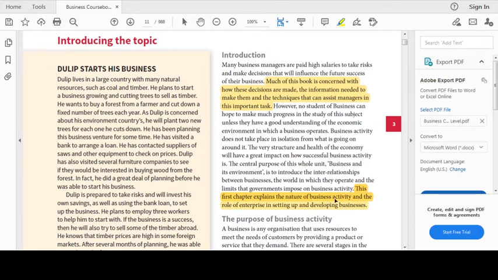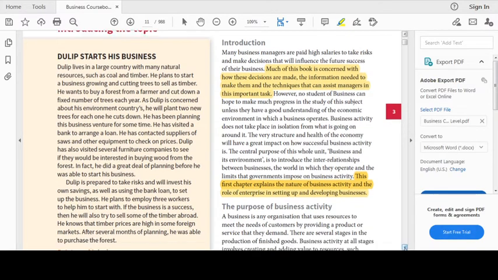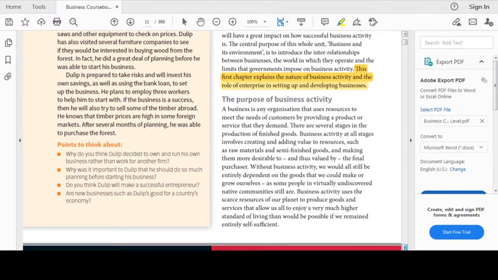This chapter explains, in this enterprise chapter, you will talk about the business environment, the business relationships with other businesses, and how business environments affect businesses. We will be discussing the role of enterprise in setting up and developing a business. So how you will be setting up a business, how you're going to plan, all these things will be discussed in this chapter.